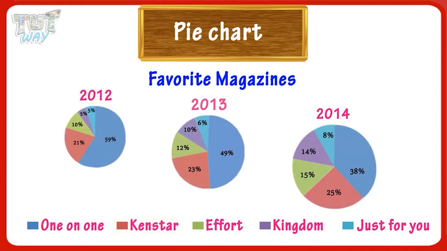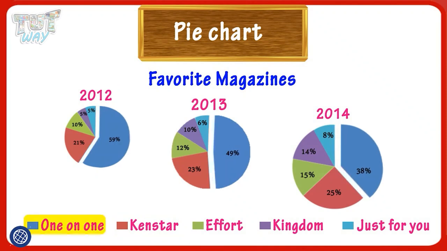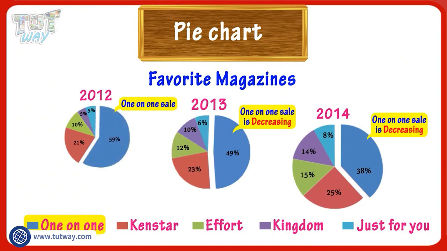Now, from the three pie charts shown, we can clearly conclude that subscribers of one-on-one are decreasing. 59%, 49%, 38%. In 2012, 59% of people subscribed to one-on-one magazine. In 2013, 49% people subscribed one-on-one magazine. In 2014, 38% of people subscribed one-on-one magazine. So its subscribers are decreasing.